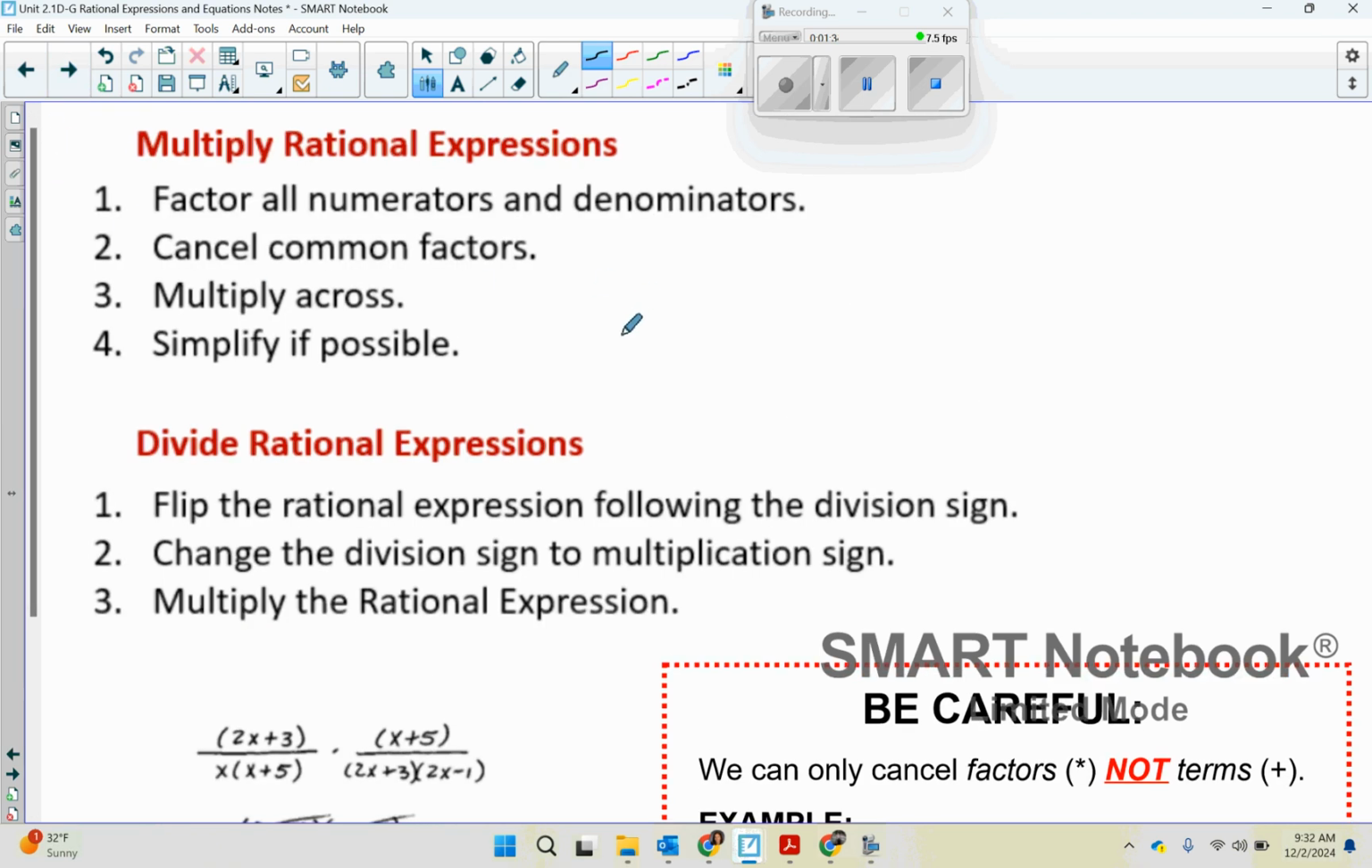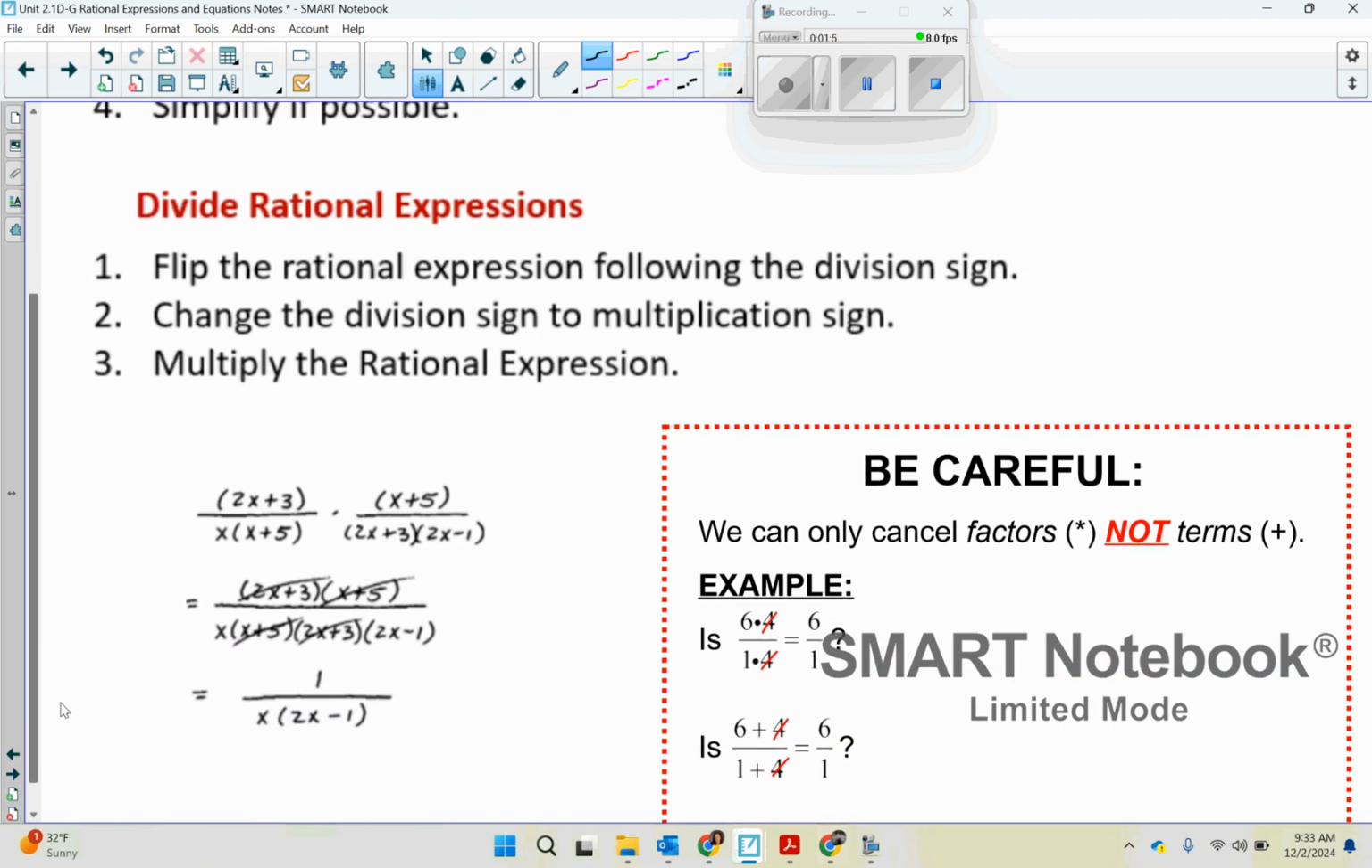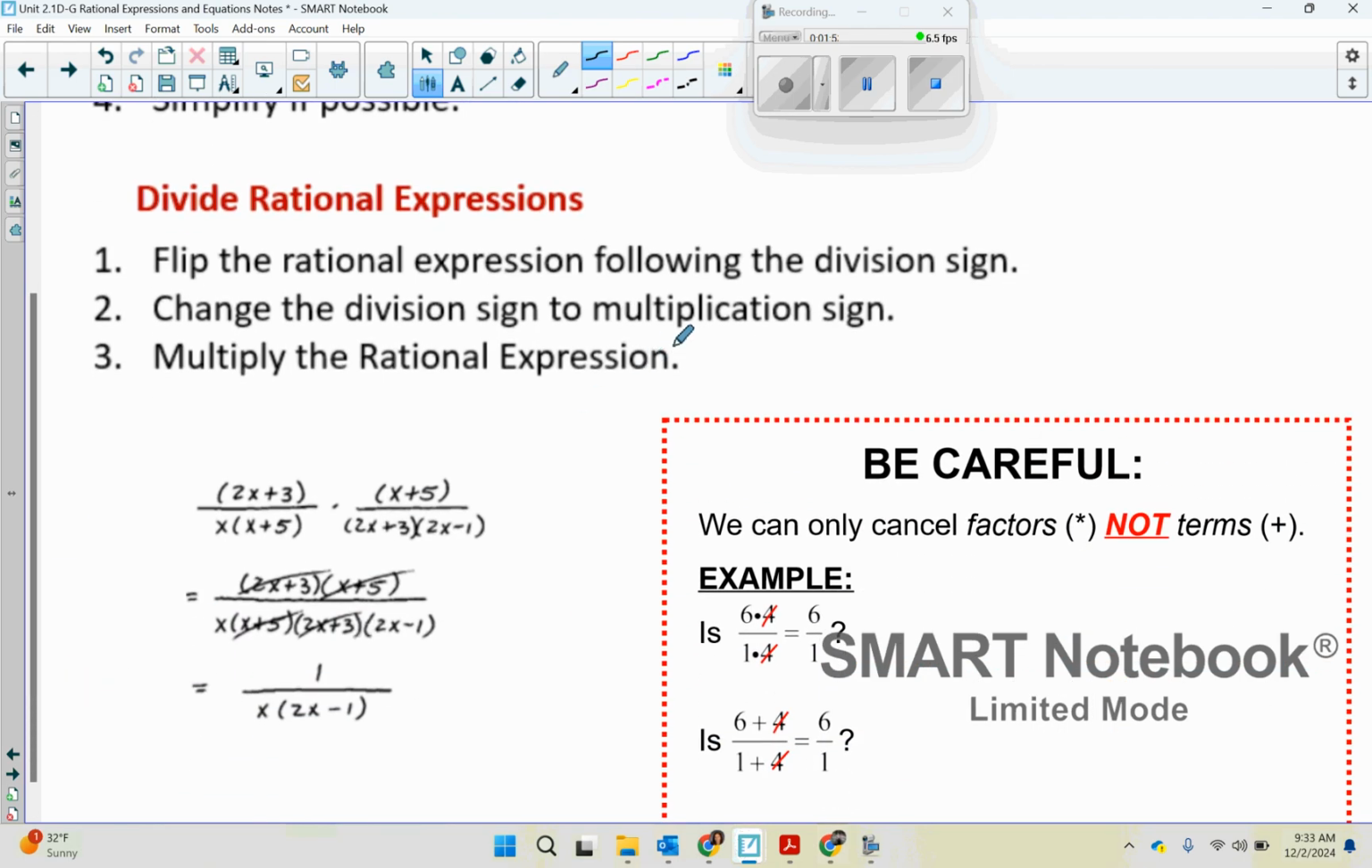When we multiply rational expressions, we are going to factor first, cancel common factors, and then we multiply across, because we don't want to keep in any common factors. If we can simplify from the beginning, make our life easier, let's do that. Okay, dividing rational expressions, we're going to focus on flipping, following the division sign. So we're going to talk about keep, change, flip.